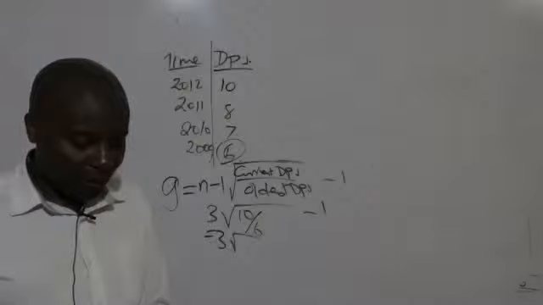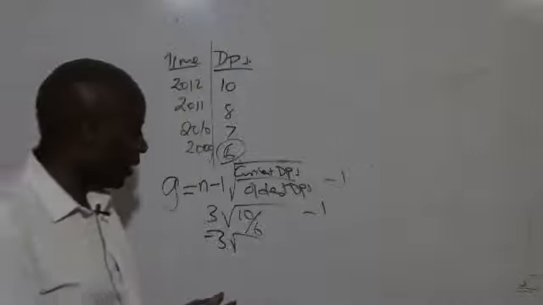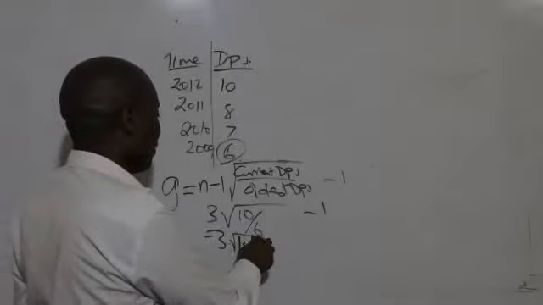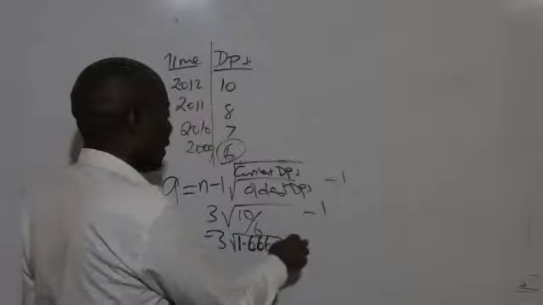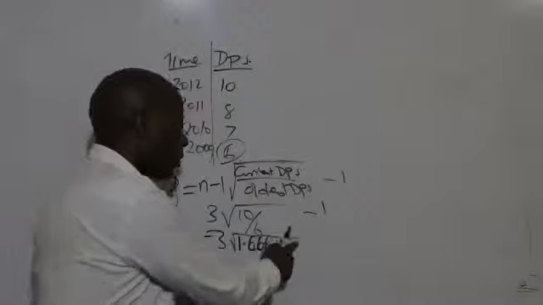So you come here and tell us 10 divided by 6. So we have here 10 divided by 6, which at the end of the day will give us 1.667, so 1.6667 like that. Whatever we get, don't forget to subtract 1.